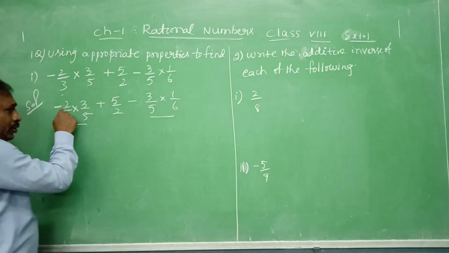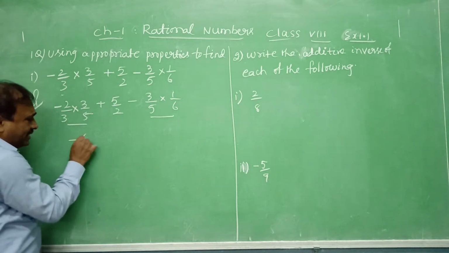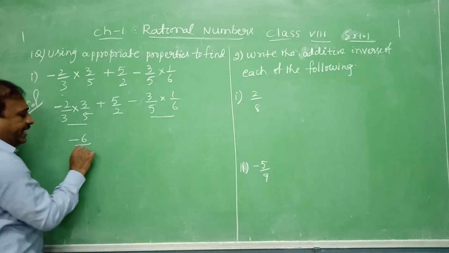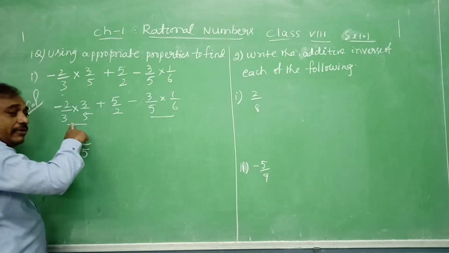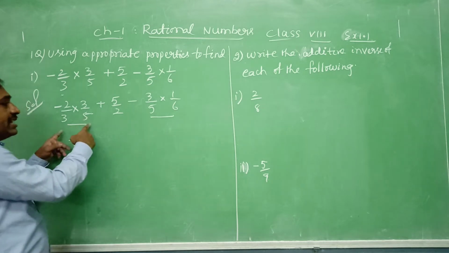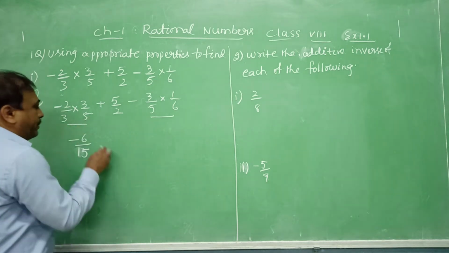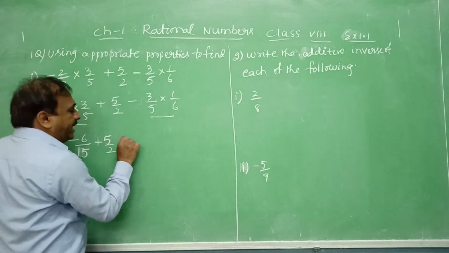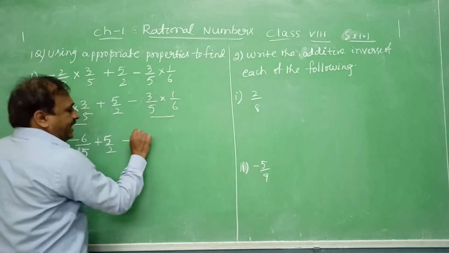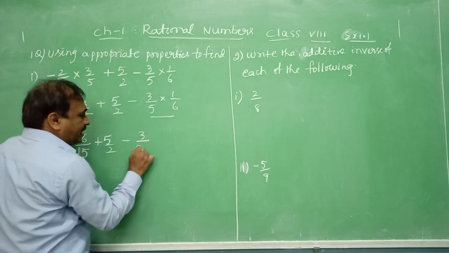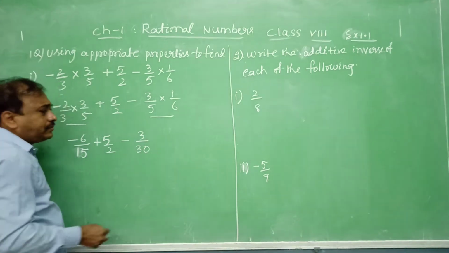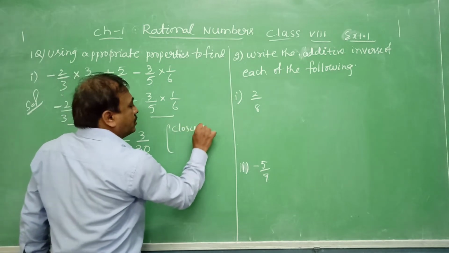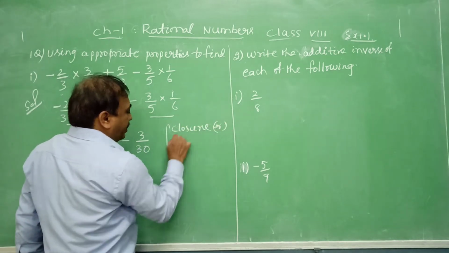Minus 2 into 3 is 6, so minus 6 by 3 fives are 15. So which property can be used? You can say either closure or commutative property. Plus 5 by 2 minus 3 ones are 3 by 5 sixes are 30. So here we use, you can write, either closure or commutative property.